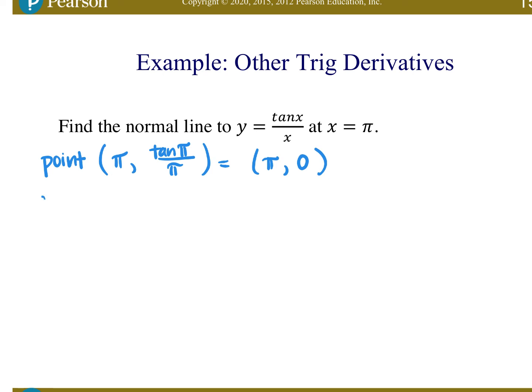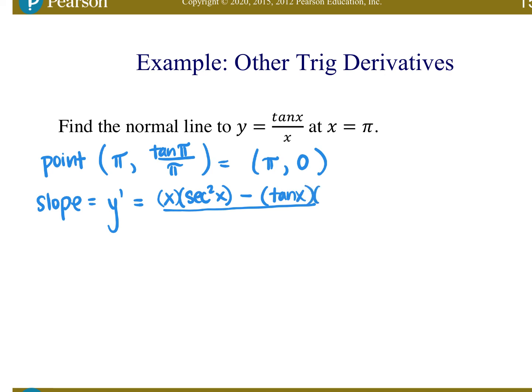To find my slope, I'll need to find y prime. So what rule am I going to force you to practice? Quotient rule. The quotient rule is going to start with x, and then it's going to require us to know the derivative of tangent, which is secant squared. And then minus tangent of x times the derivative of x, which is 1. And the whole thing will be over x squared.